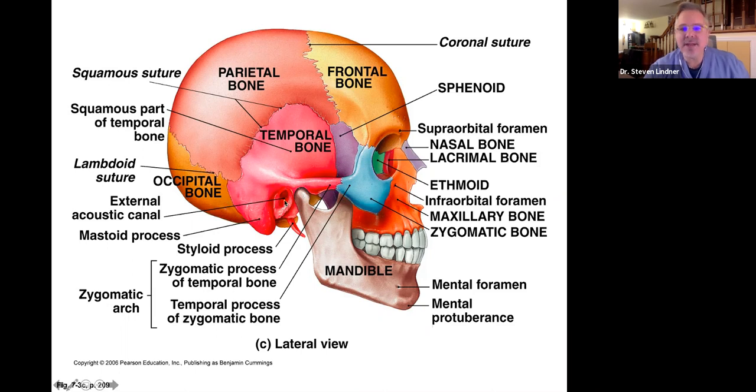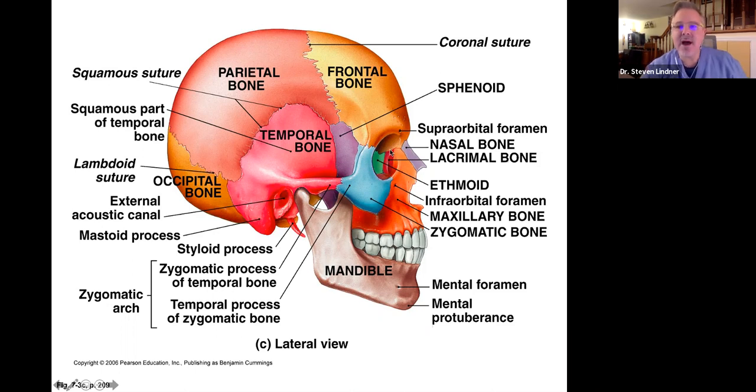This hole on the side of the ear is where sound waves come in. So that is called the external acoustic canal. So this is where the sound waves penetrate. Now behind it on the temporal bone, that's your mastoid process. And as you move medially in, that's your styloid process.